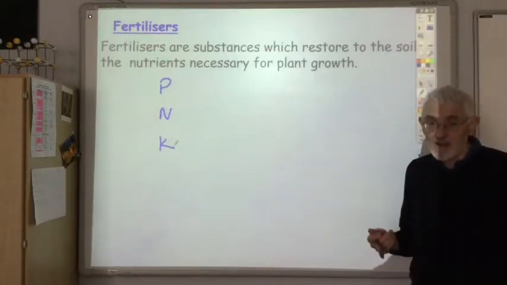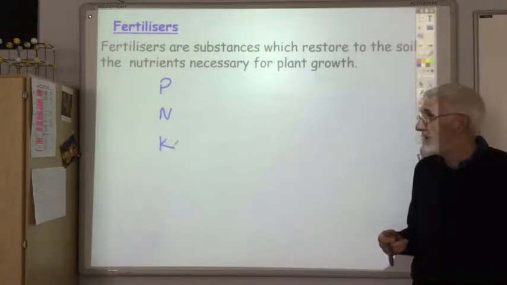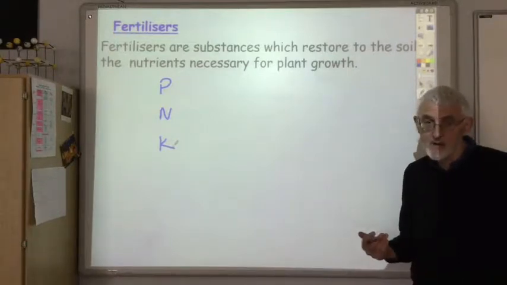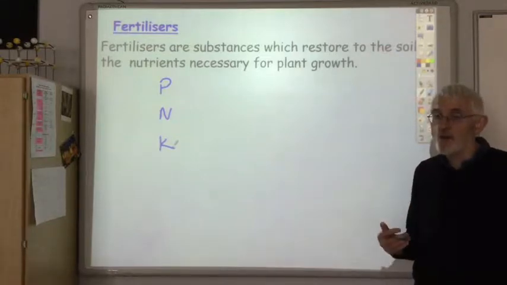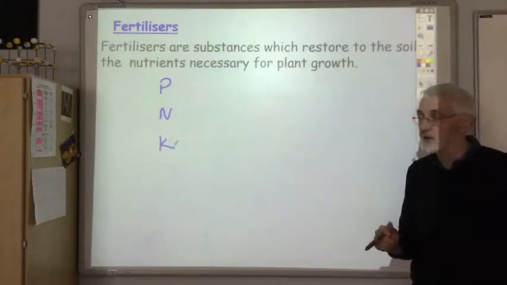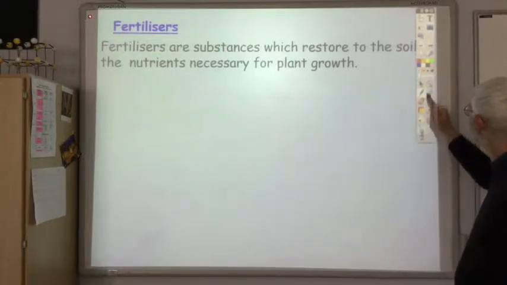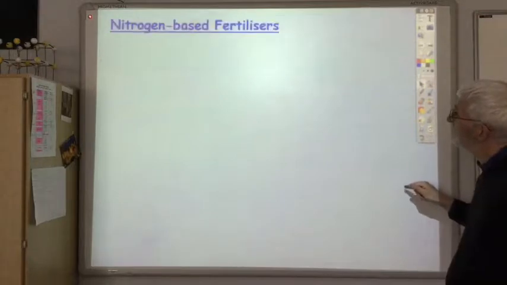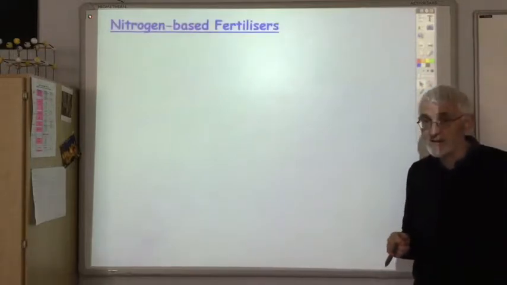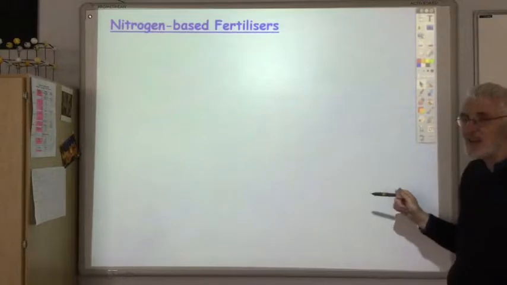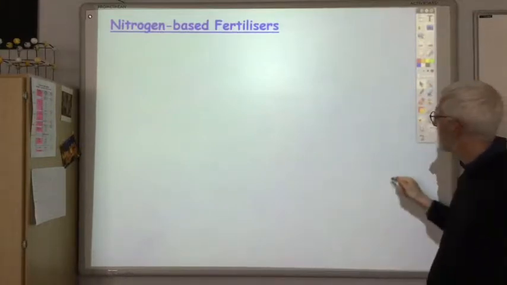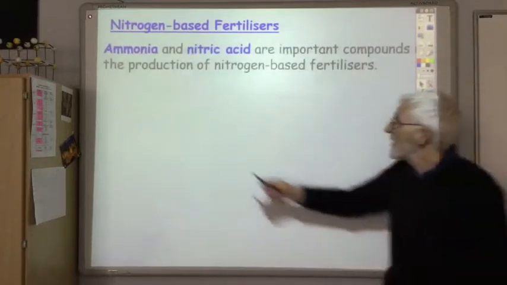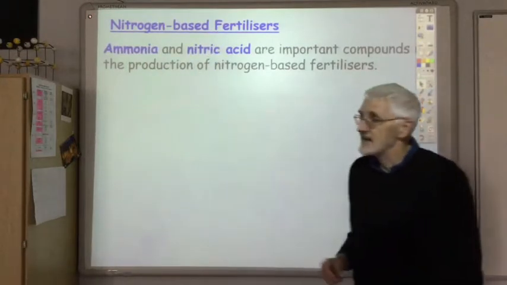Depending what plant you're growing, you might want a fertilizer with lots of phosphorus, or maybe one with lots of potassium. But probably the most common fertilizer, the one that we're going to focus on, are ones containing nitrogen. So for the rest of this, we are going to focus on nitrogen-based fertilizers. And two very important compounds in the process of making nitrogen-based fertilizers are ammonia and nitric acid.